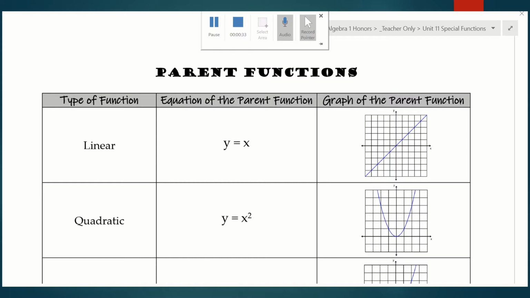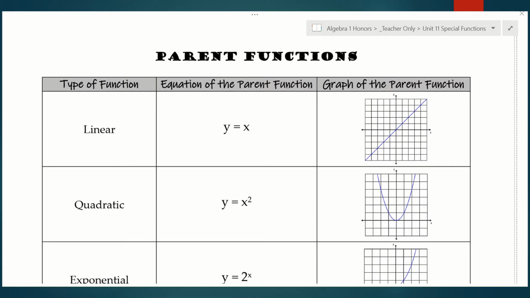So the first thing I'm going to show you is a chart that I created, and it's called the parent function chart. It's kind of a strange name, but really what it means is this is what the basic function for each type would look like. You can see I have type of function, equation of the parent function, and graph of the parent function. So the parent function of a linear function is just the line y equals x. It's almost like the most basic of the lines that you can have. So it has a y-intercept of 0 and a slope of 1, and so the graph looks like that.